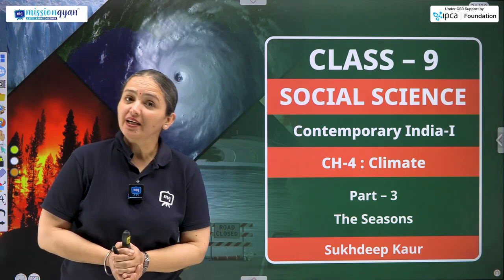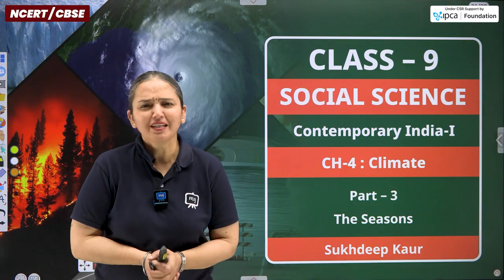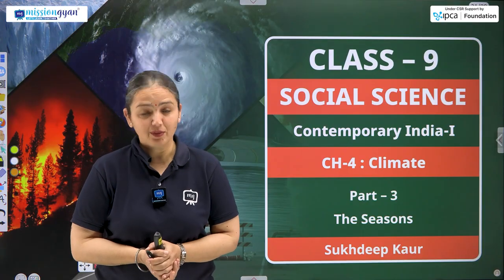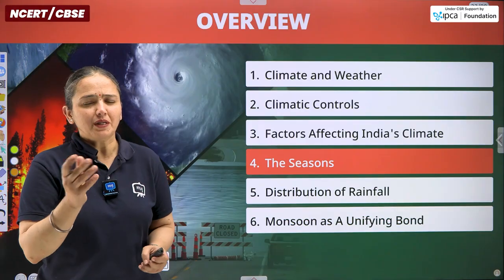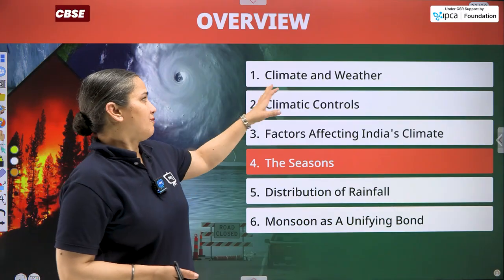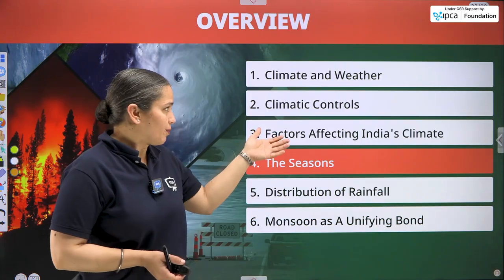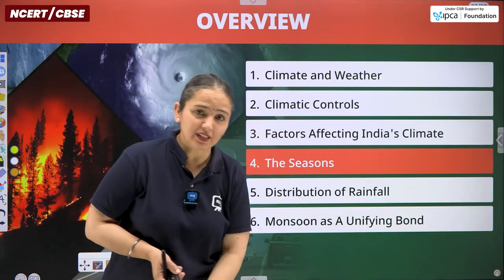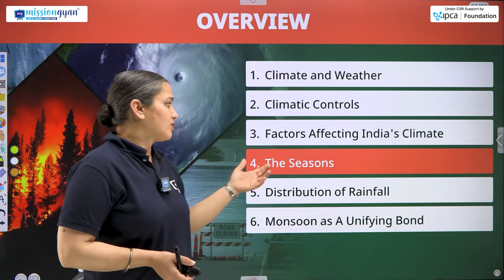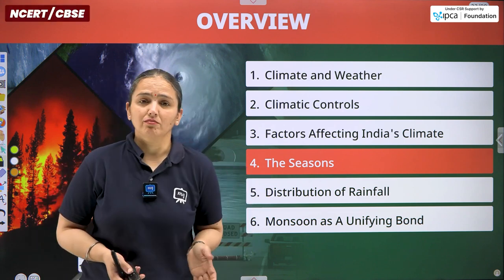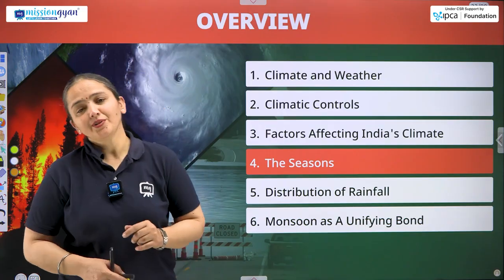Today we are going to continue our chapter number 4, that is entirely about the climate and climate patterns of India particularly. By now we have discussed two particular topics. Within the first class we have discussed climate and weather, followed by the topics climate controls, factors affecting Indian climate. Now, in today's class, we are going to discuss the seasons, the distribution of the seasons according to the climatic pattern of India.